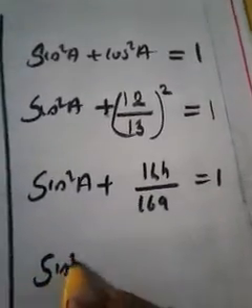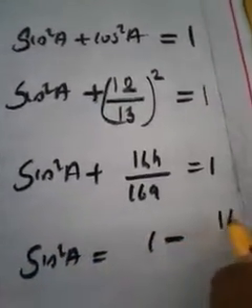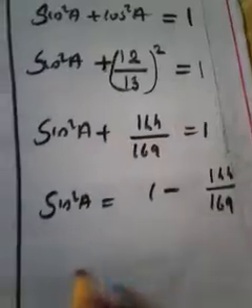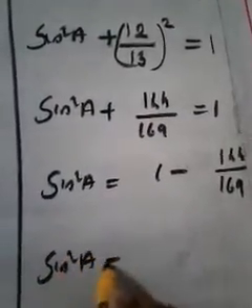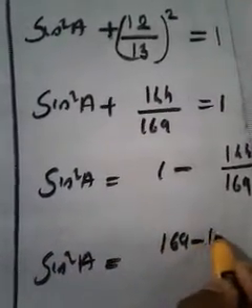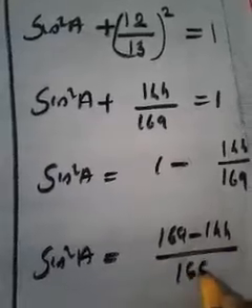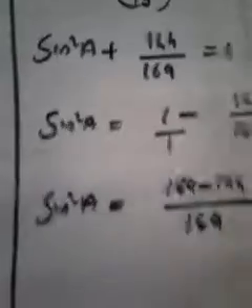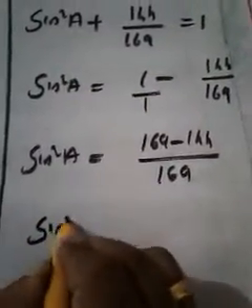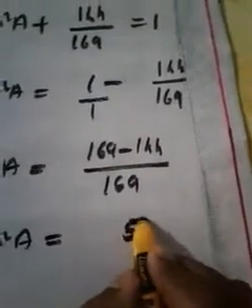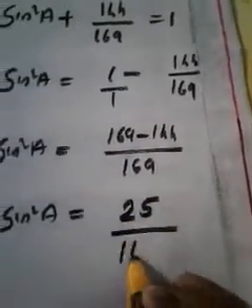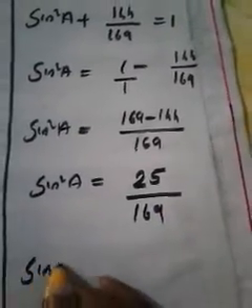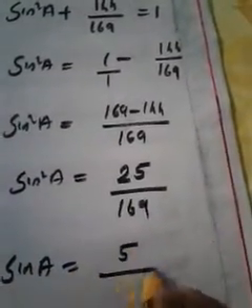So sin square A will be 1 minus 144 by 169. That means sin square A is 169 minus 144 by 169, by cross multiplication. You can give the denominator 1 and cross multiply. What is 169 minus 144? 25. So sin square A is 25 by 169. Then what will be sin A? Square root of that, 5 by 13.